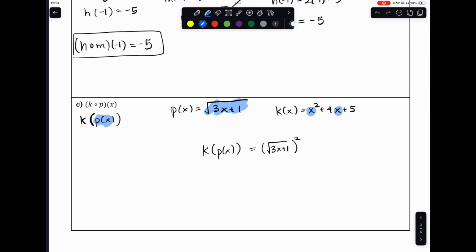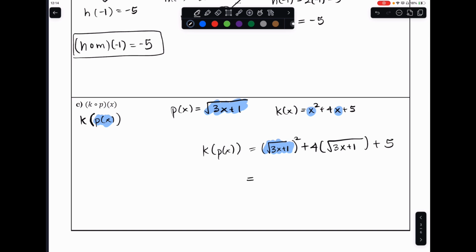That's that first x right there. Plus 4 times the value of x, which again is going to be the square root of 3x plus 1, close parentheses, and then plus 5. And there is your answer. Now, you can't simplify this too much.